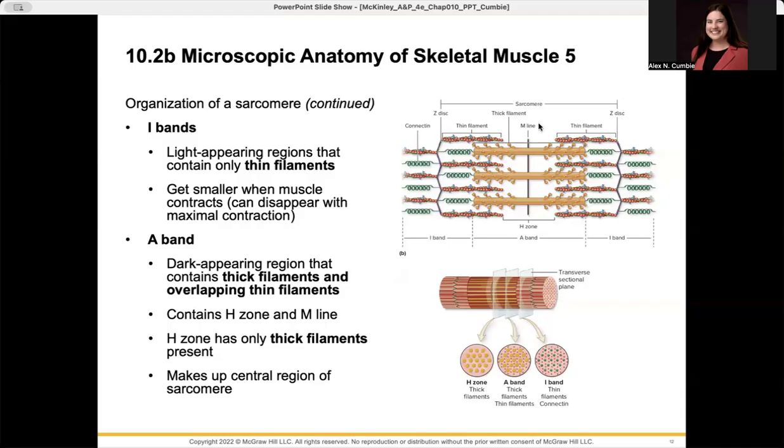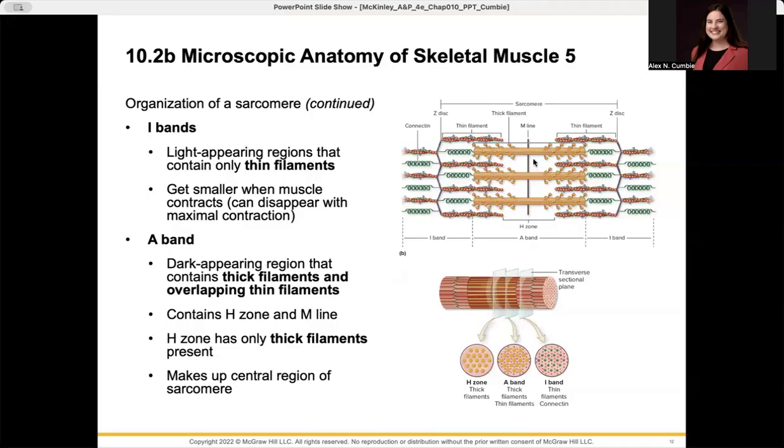There is a small part where it is just the thick myosin filament, and that small part, as we look at here, we'll have what we call an H zone and an M line. H zone and M line are all just consisting of only that myosin thick filament. Okay, M line is just the center of the sarcomere.